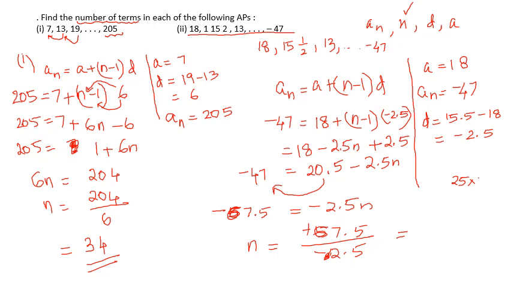25, 25 is a 625. 50 more, so it is 2 more. So 25 into 27 is 675. So we have 22.5 into 27. So the answer is 27. So it is the 27th term. How many terms are in the question? So 27 terms are there. Total number of terms are 27. Clear?